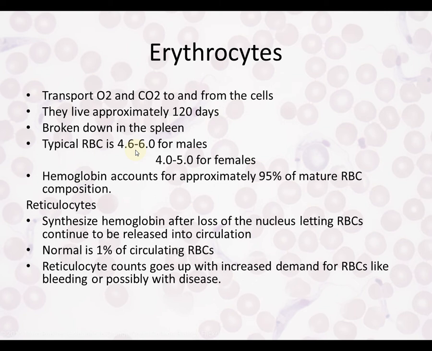Hemoglobin accounts for approximately 95% of the mature red blood cell composition. Your reticulocytes synthesize hemoglobin after loss of the nucleus, letting the red blood cells continue to be released into the circulation. Normal reticulocyte count is 1% of the circulating red blood cells. Reticulocyte counts go up with increased damage to red blood cells, like bleeding or possibly with diseases.